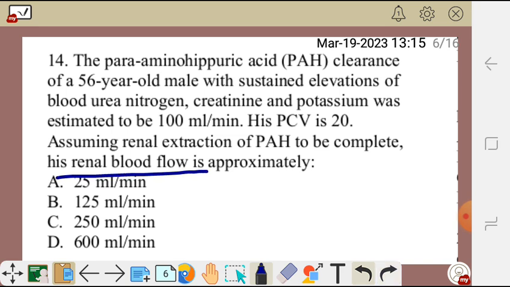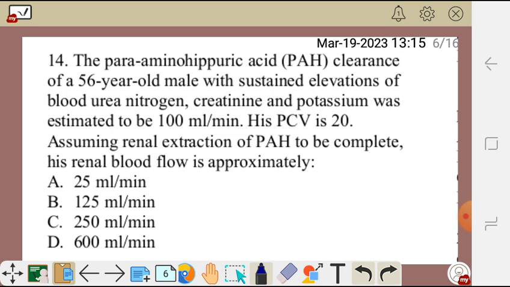For us to calculate the renal blood flow, there is a formula that we should use. In this question, what we should understand is the function of para-aminohippuric acid. What is it there for? Para-aminohippuric acid is simply a marker. It is used to measure the renal plasma flow, the amount of plasma that is flowing in the glomerulus per minute. That's the most important thing in this question.